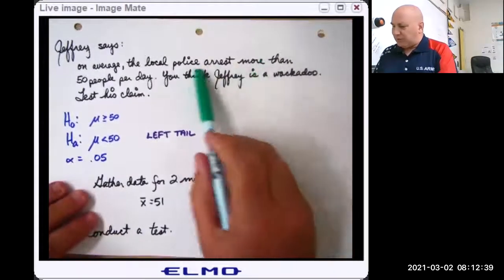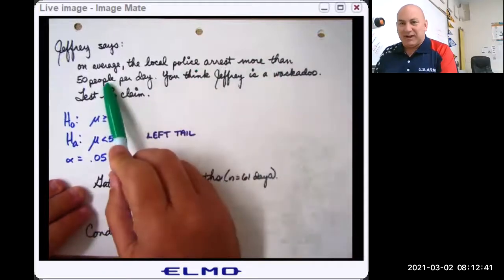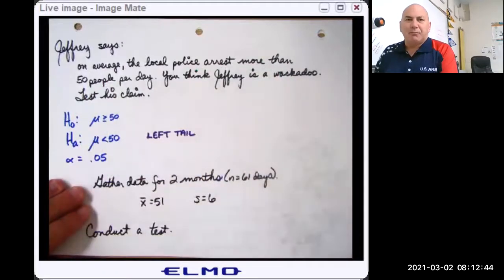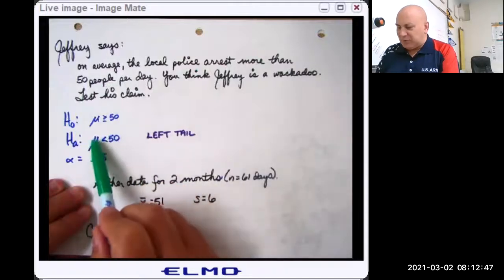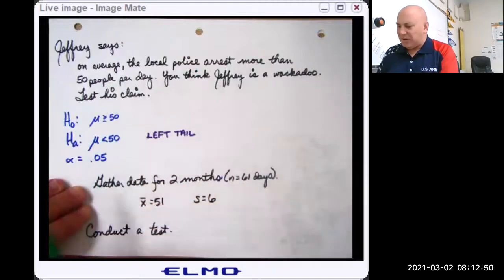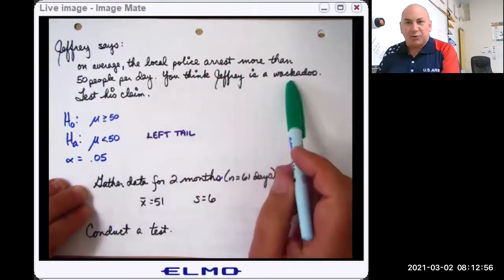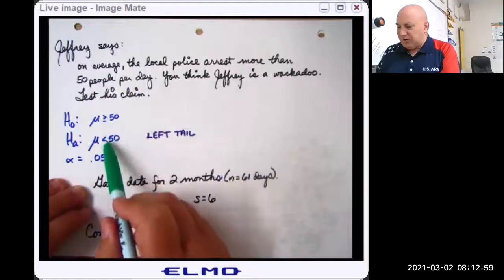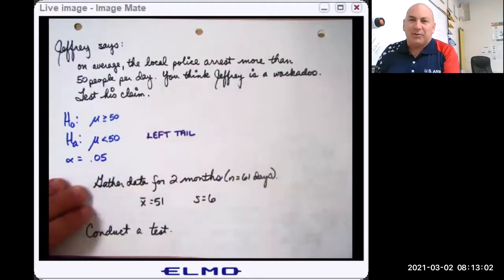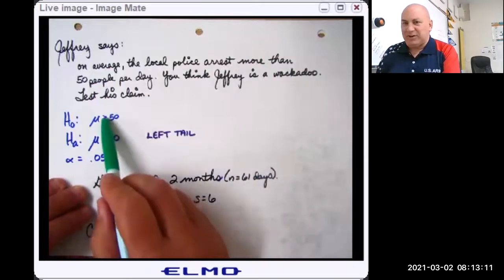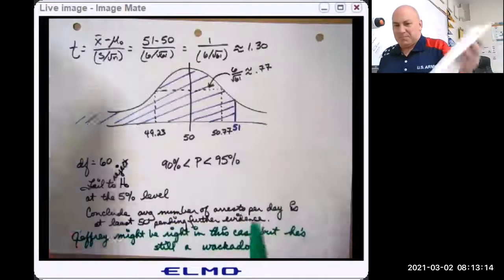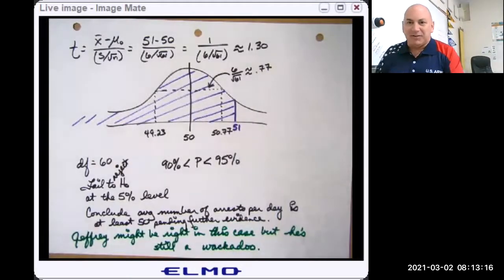Now, something I'd like to point out is Jeffrey said the local police arrest more than 50 people a day. According to our textbook, they would say put mu as greater than 50 and test his claim. I say, what are you trying to prove? You're trying to prove he's a wackadoo, so you want to prove he's wrong. So you have to move the equal sign up here. What's the probability that the police arrest exactly 50 people per day on average? Don't worry about that equal sign. You can move it up to here, it's okay. But it must be in the null.